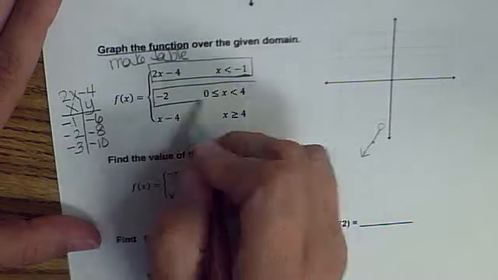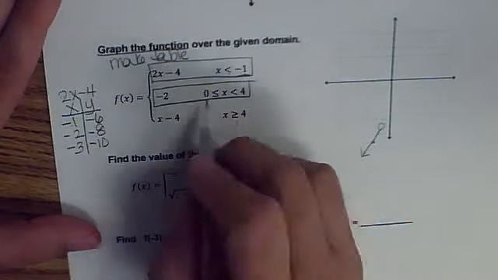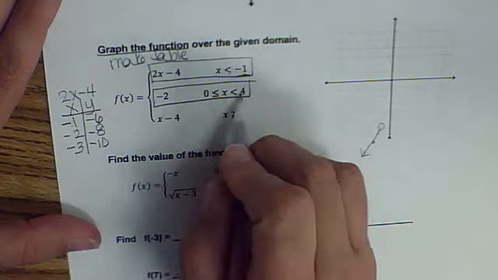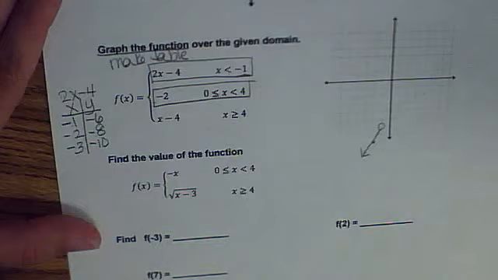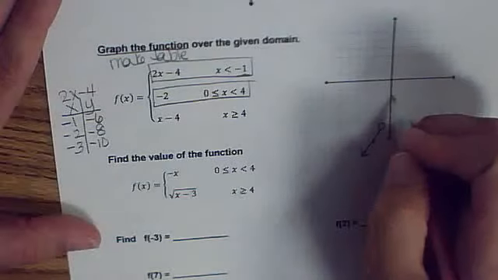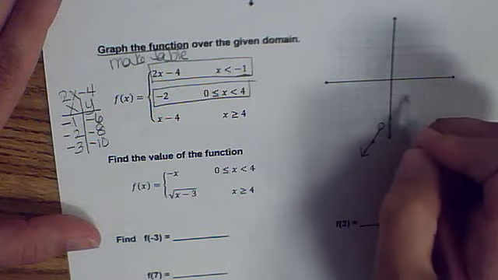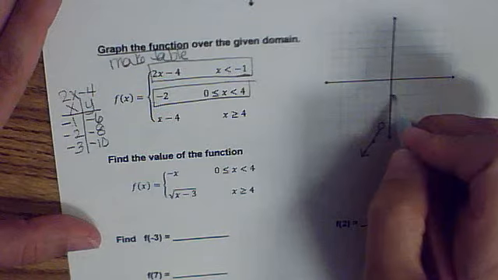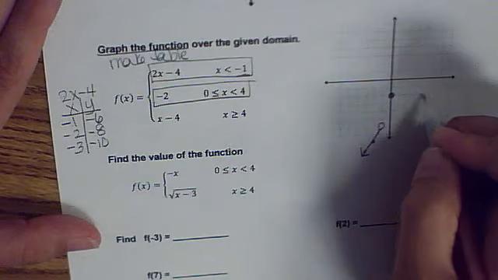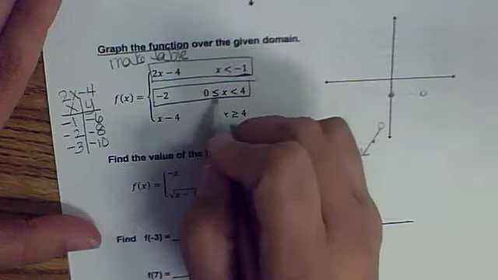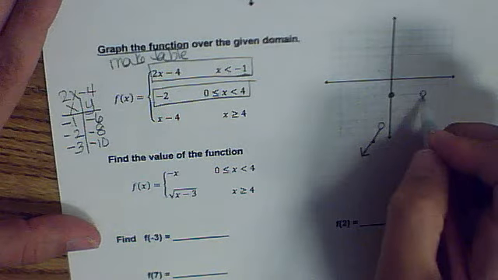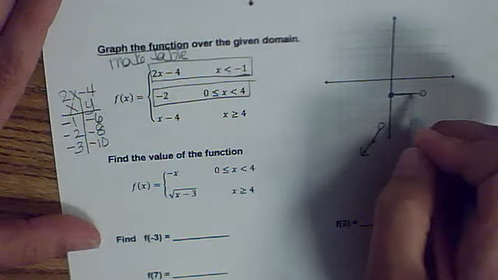The second section is just negative 2 for the domain 0 is less than or equal to x is less than 4. When it's just a number, that means it's a horizontal line. So it's y equals negative 2. Y is negative 2 right there, from 0 to 4. 0 gets a closed circle because of the or equal. 4 just gets an open circle.